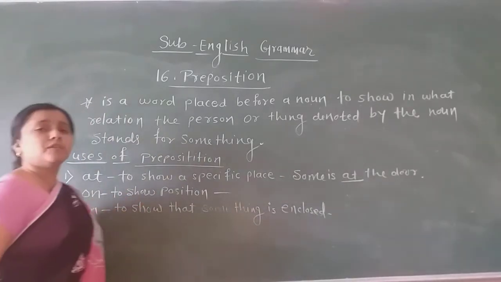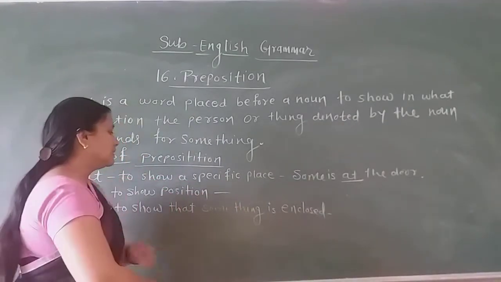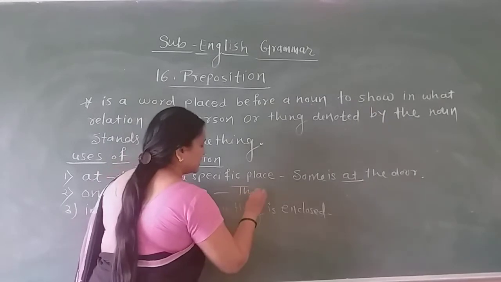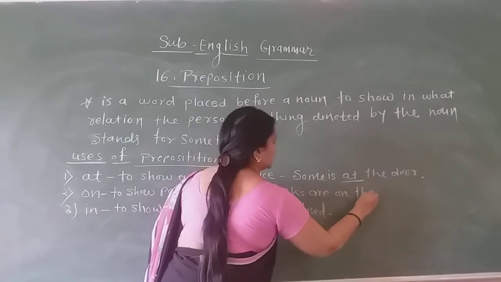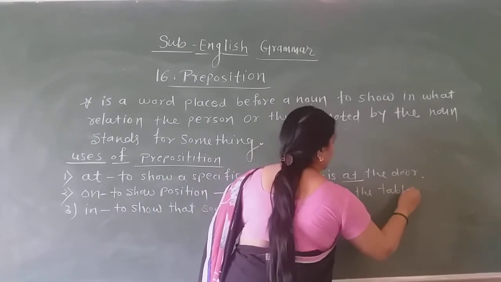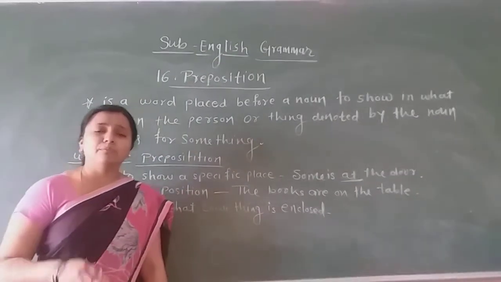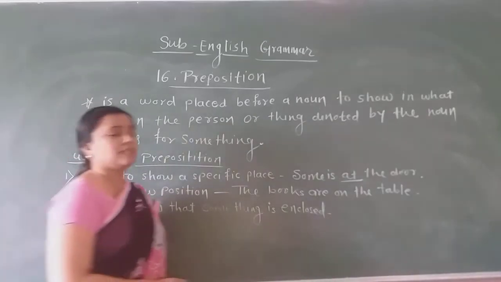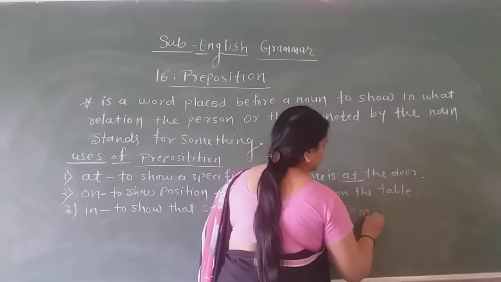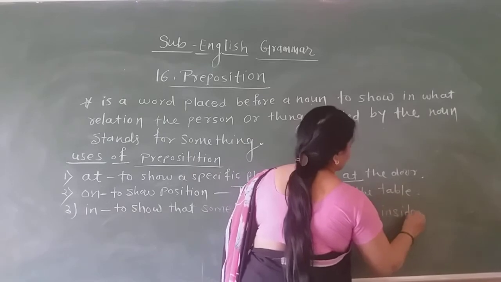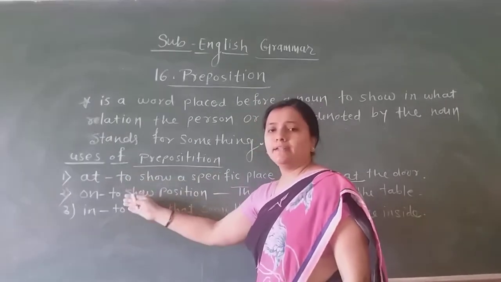On, to show a specific thing's position, where it is kept. Like, the books are on the table. Next one, in, to show that something is enclosed. For example, come inside. So here we have seen the uses of the prepositions at, on, and in.